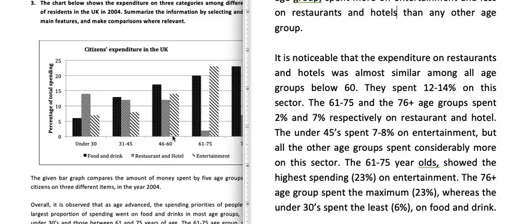So these are the 3 age groups which are below 60. This is the spending on restaurants and hotels, the second column. This is almost similar, they spend 12 to 14% on this sector. So I have just condensed these three age groups, combined them, and given their expenditure on restaurants and hotels, and this is 12 to 14%. The 61 to 75 and the 76 plus age group, now we'll talk about these two age groups. They spend 2% and 7% on restaurants and hotels respectively. The word respectively can come at the end also.